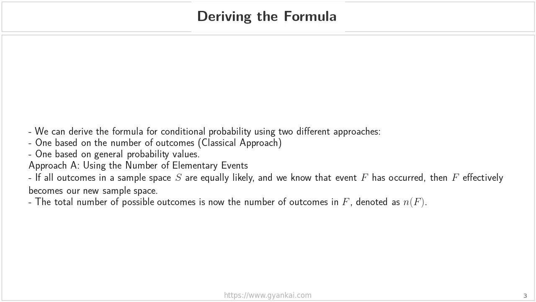Think back to our first slide where we talked about a reduced sample space. If we assume all outcomes in our original sample space, let's call it S, are equally likely, and we are told that event F has already happened, then event F effectively becomes our new, smaller world, our new sample space. Because of this, the total number of possible outcomes is no longer the size of S, but rather the number of outcomes in F, which we write as N of F.